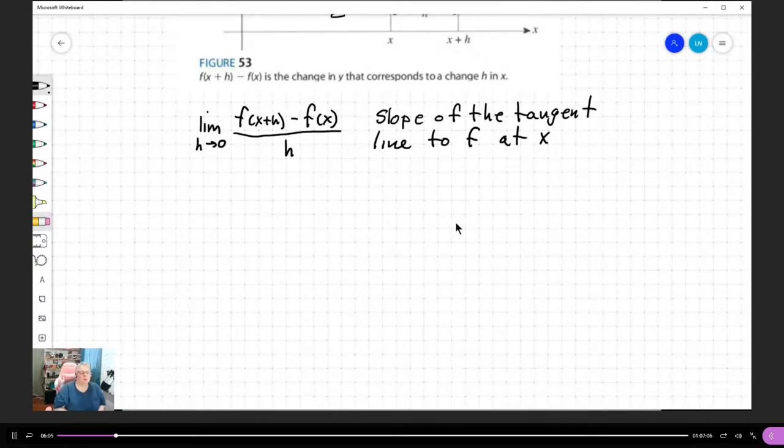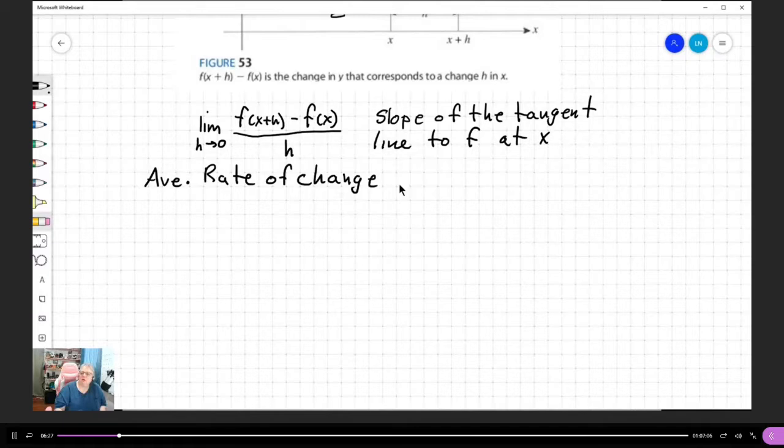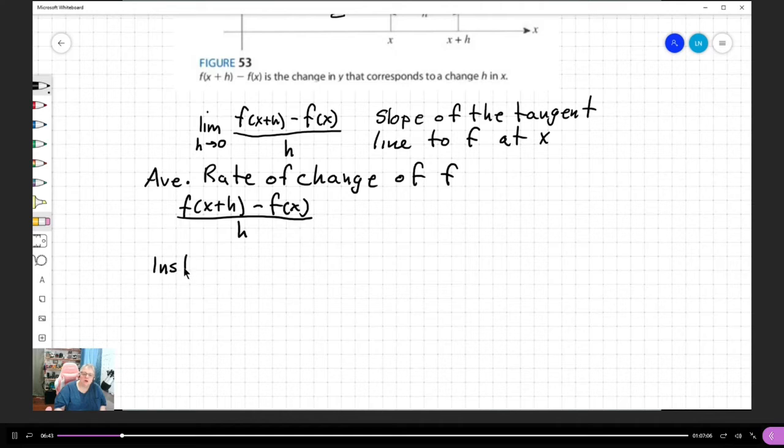Now the slope of the tangent line is what we call the derivative. So we have two concepts here. We have the average rate of change. I don't know, I'm getting lag. The average rate of change of f is the difference quotient, f of x plus h minus f of x all over h.